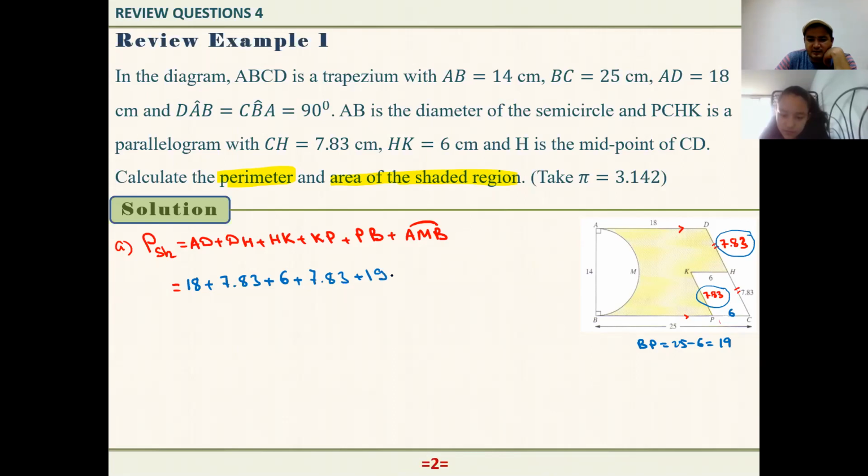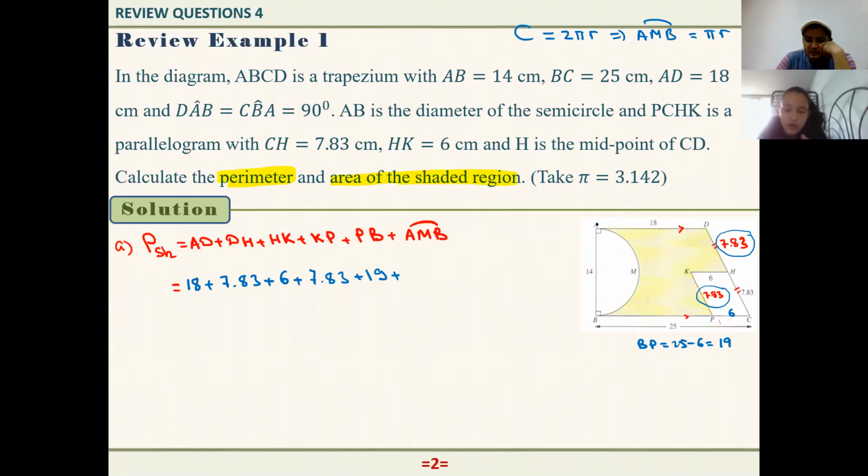It is 19 plus. Now, Shahina, tell me, how do you find the length of this semicircle? Since the length is 14. What's the circumference of the circle? 2 pi r. Oh, yeah, 2 pi r. So if it is the semicircle AMB, what is it? Half of it, right? Because it's a semicircle. That is pi r.